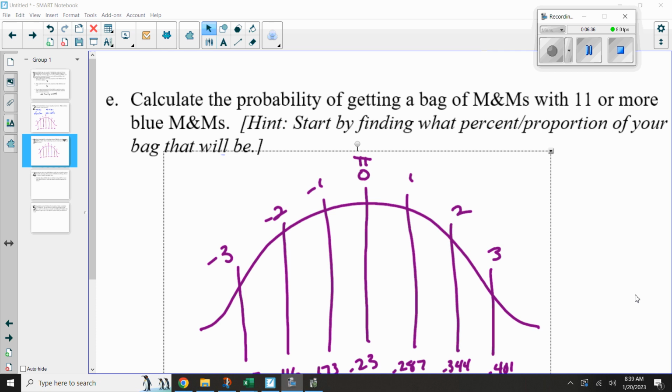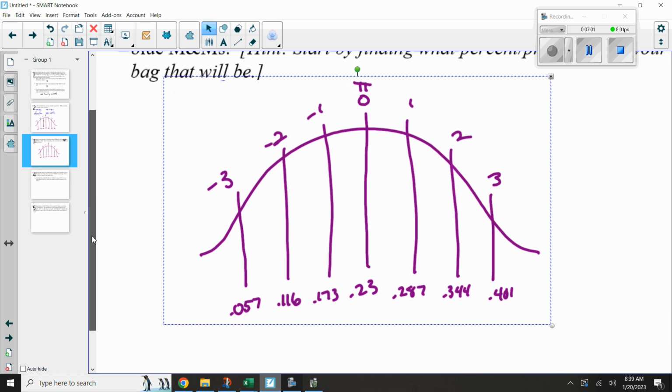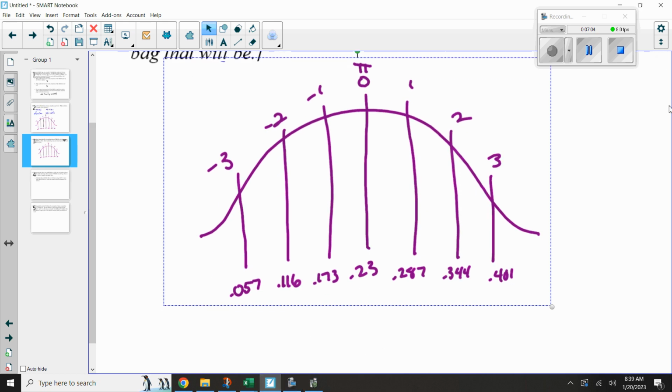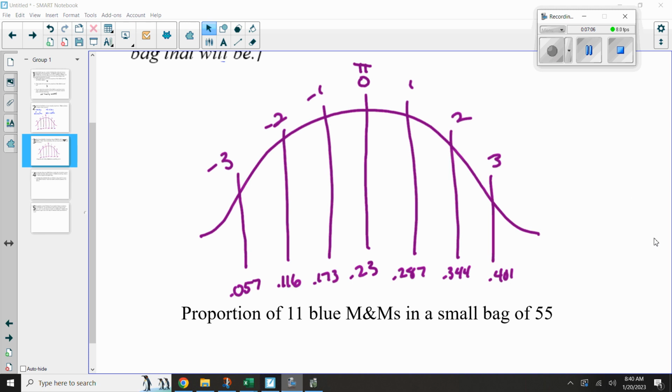So let's use that picture to answer the next question, which is kind of getting to the heart of the problem. Calculate the probability of getting a bag of M&Ms with 11 or more blue M&Ms. And I'm giving you a big hint. I say start by finding what percent or proportion of your bag that will be. Because my x-axis, if I labeled this properly, and I should have, I should have labeled it like this. As you can see, the x-axis are proportions. They're not number of M&Ms. They're the proportion of blue M&Ms in a small bag of 55.